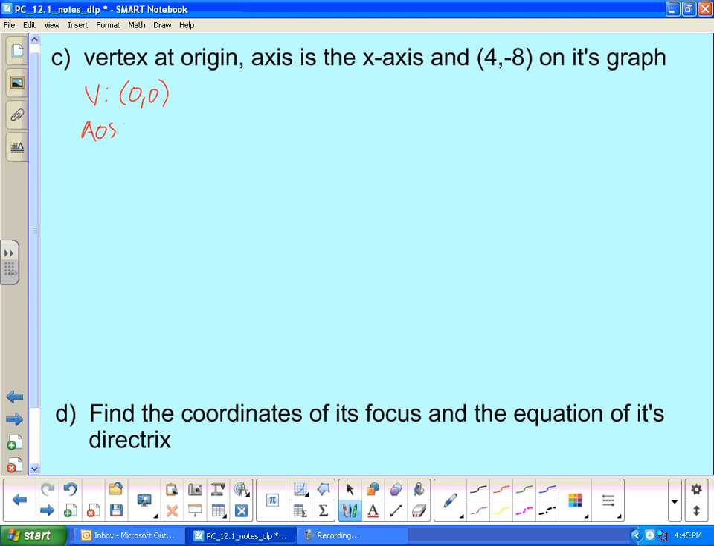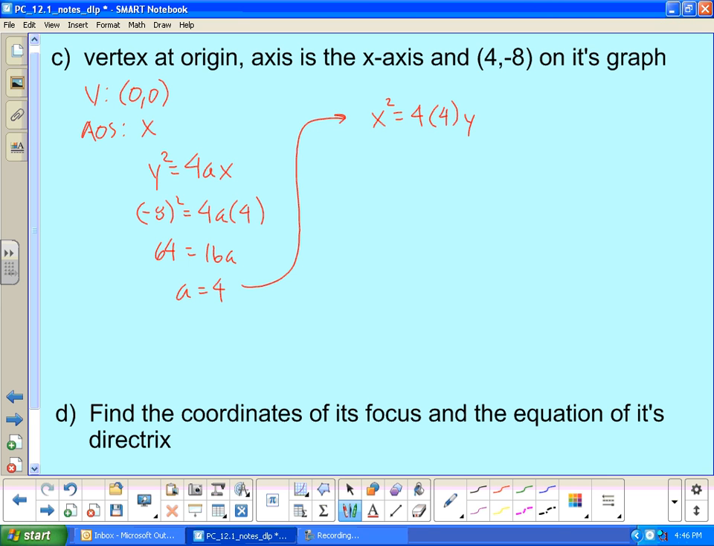So the axis of symmetry is now our x, and we set this up as y squared equals 4ax. Once again, we have y given to us and we plug that into our equation. We have x given to us as well, and we have 64 is equal to 16a. So a would equal 4. Now my graph is opening right. I use the a and fill it into my equation: y squared equals 4 times a times x, and I get that y squared is equal to 16x.